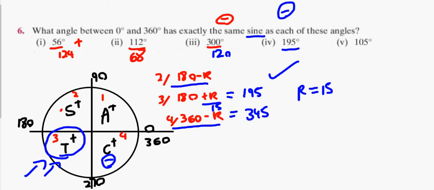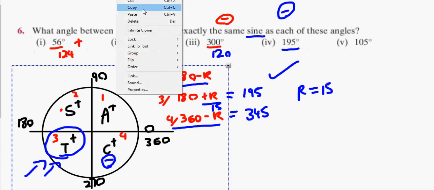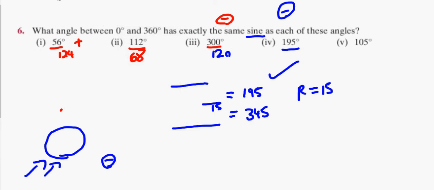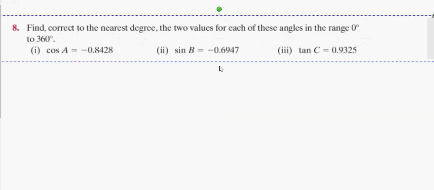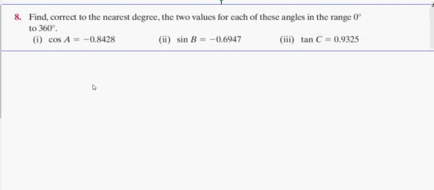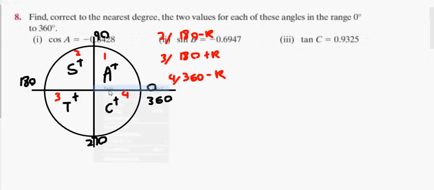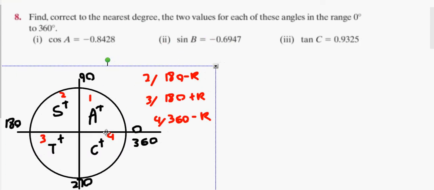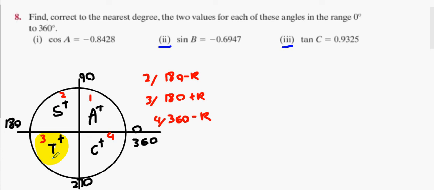I'm going to drag this across my diagram, because this is the only thing we need to do every question. Alright, I will do 2 of these. I'll do part 2 and part 3. Now in part 2, sine is negative, and if sine is negative, what we're looking at is quadrant 3 and quadrant 4.